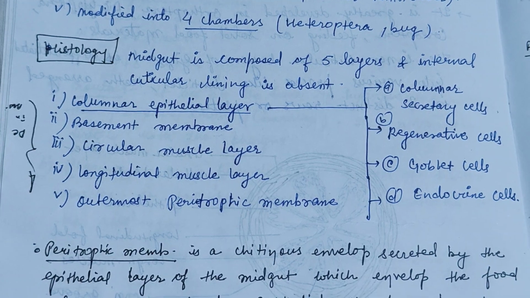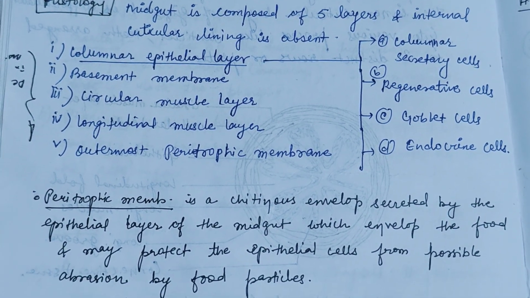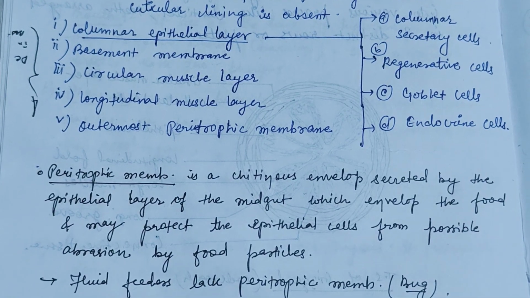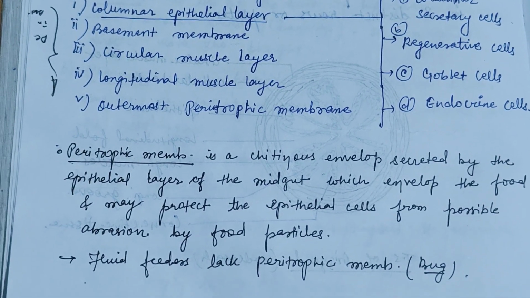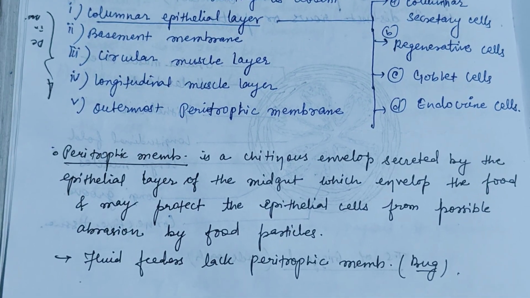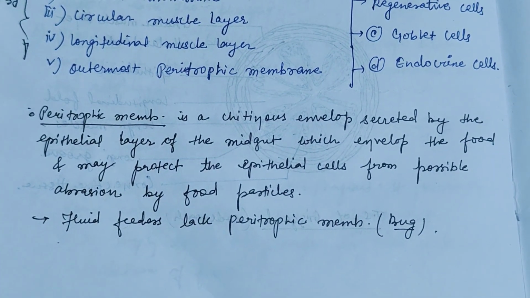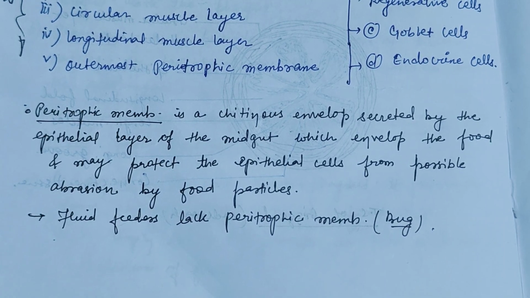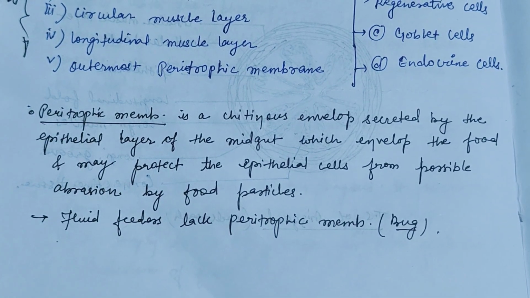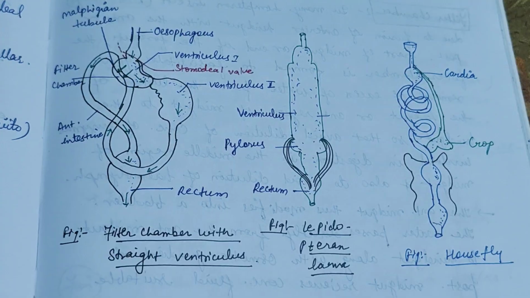The columnar epithelial layer is subdivided into the columnar secretory cells, regenerative cells, goblet cells, and the endocrine cells. And the basement membrane, circular muscular layer, longitudinal muscle layer, and the outermost peritrophic membrane are also present. The peritrophic membrane is a chitinous envelope secreted by the epithelial layer of the midgut, which envelops the food and may protect the epithelial cells from the possible abrasion by food particles.